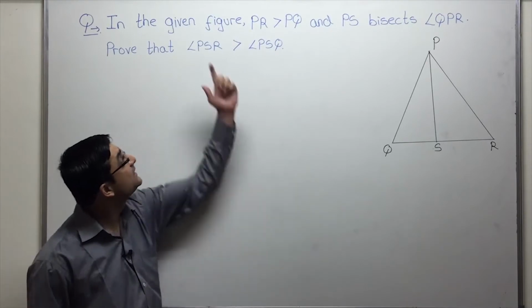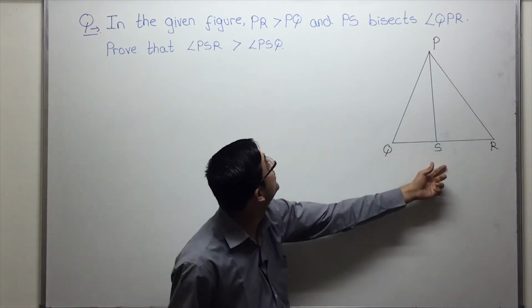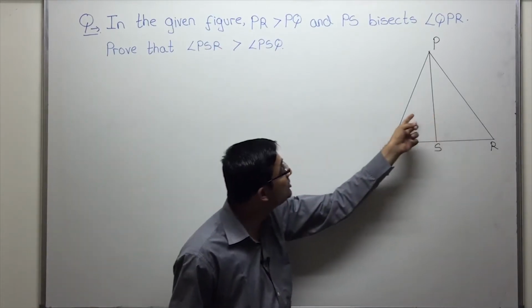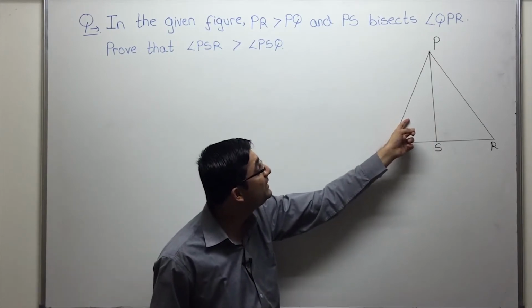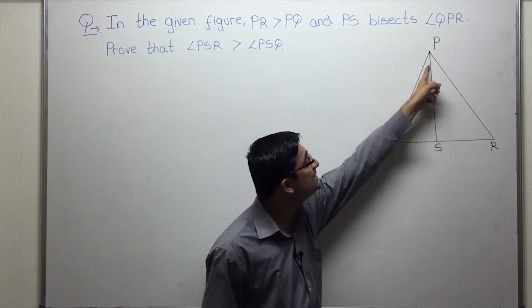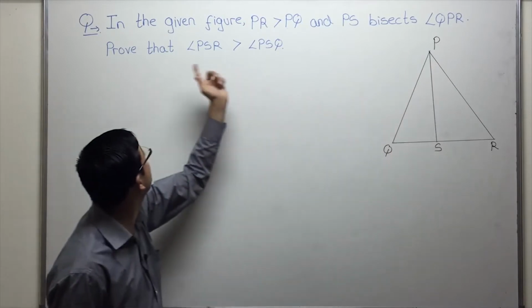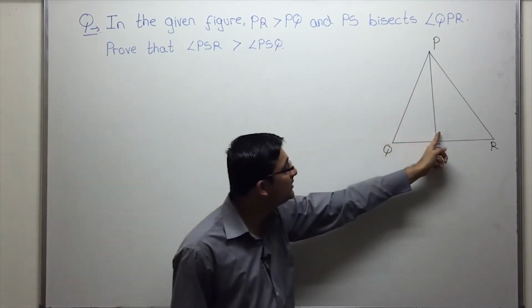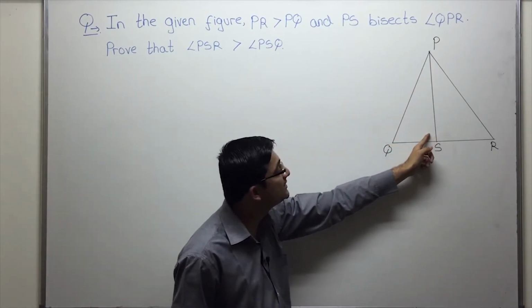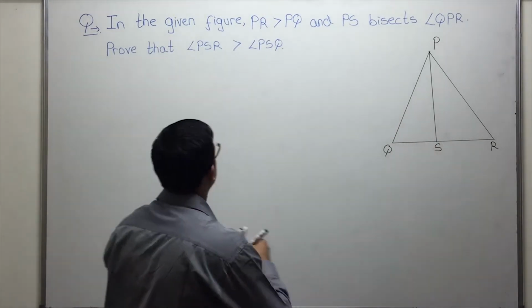So let's read the question. In the given figure over here, we're given that side PR is longer than side PQ, and PS, that is this over here, bisects this angle over here, QPR. Prove that angle PSR, that is this angle, is greater than this angle over here. So let's begin.